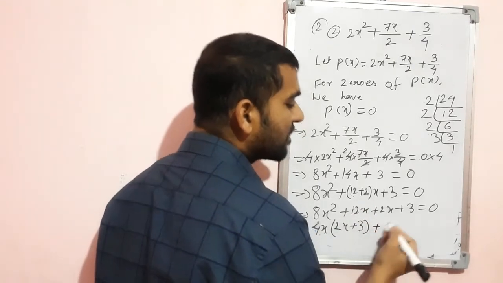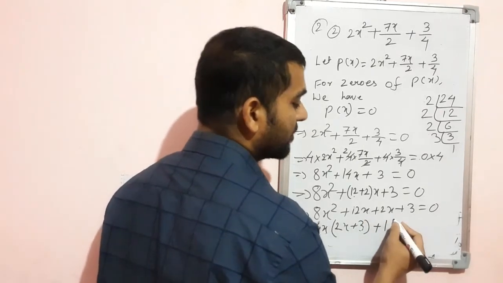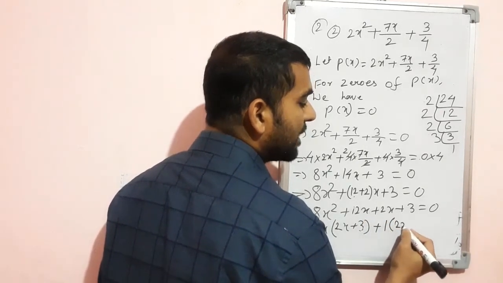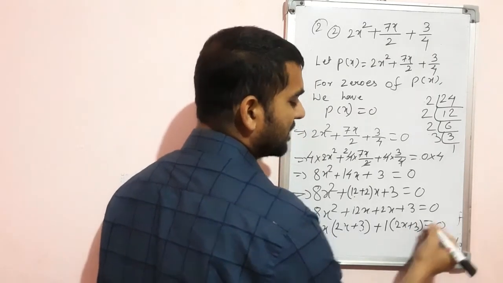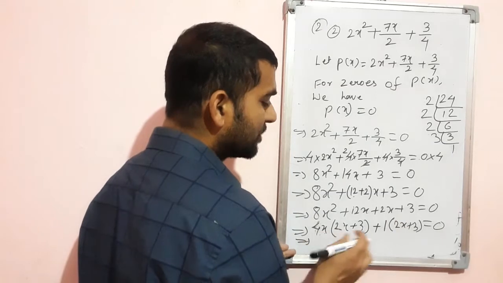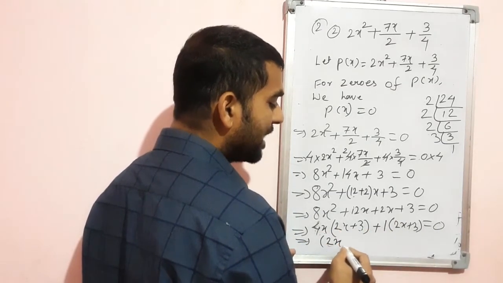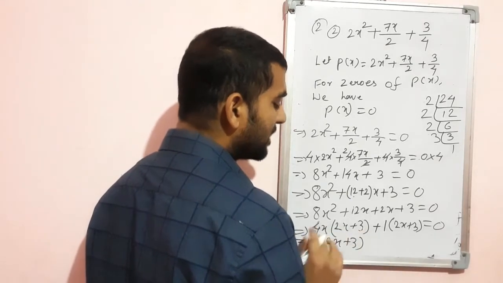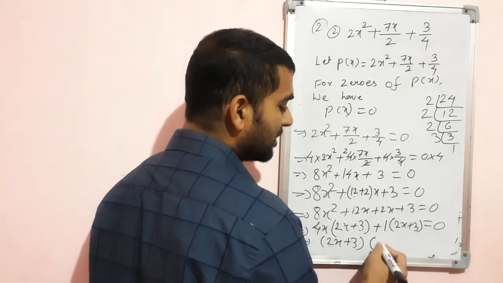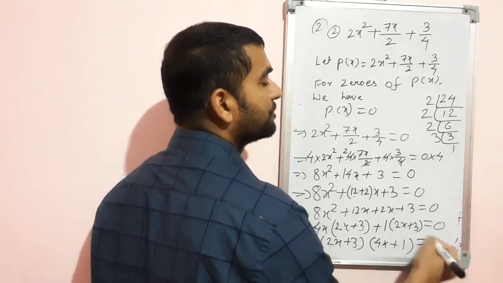From here, what can you take common? Nothing is common here, so we can take 1. 2x plus 3, if you multiply with 1, you will get the same thing. Next step, what will you write? See, 2x plus 3 is common. We will write here 2x plus 3. Then whatever is outside the bracket, we will write in another bracket: 4x plus 1 equal to 0.